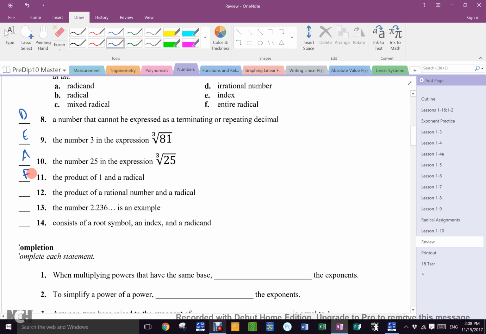That one's a little tricky. C, D, and 14 I will accept either B or F. Which is the better answer? F, entire radical. But I will accept both. So far you're out of 14. Everybody should have 14 out of 14-ish.